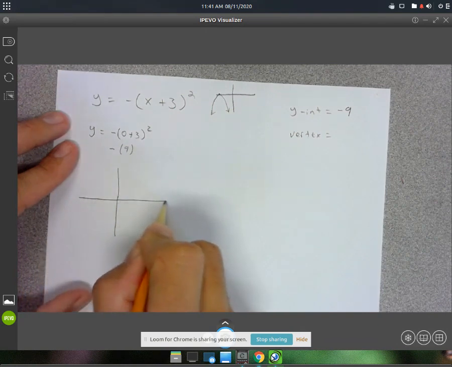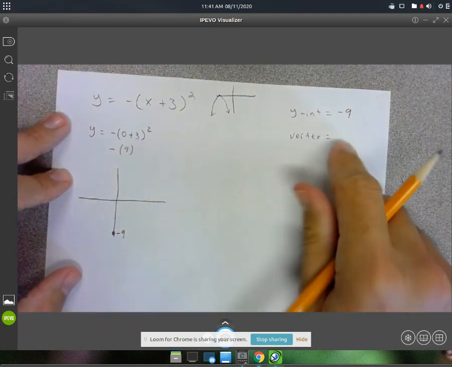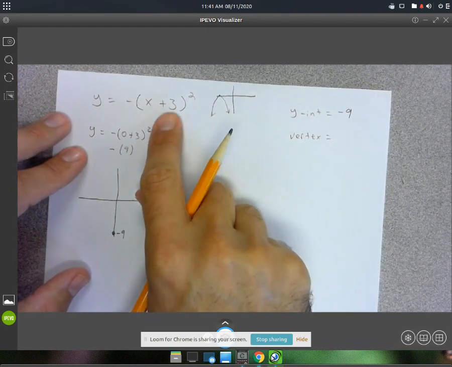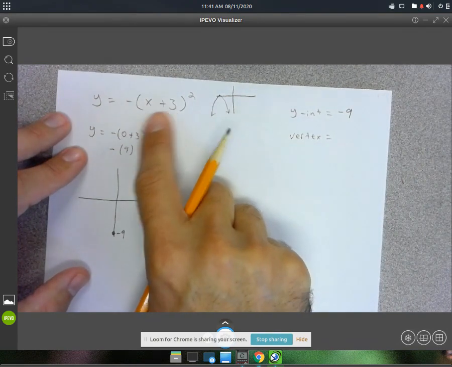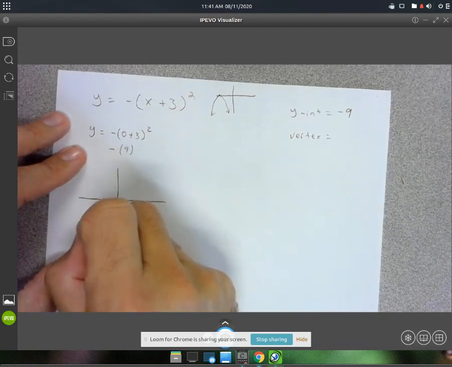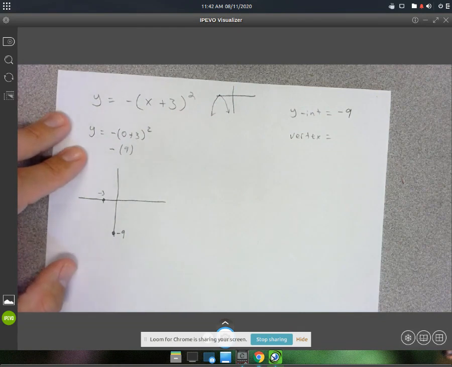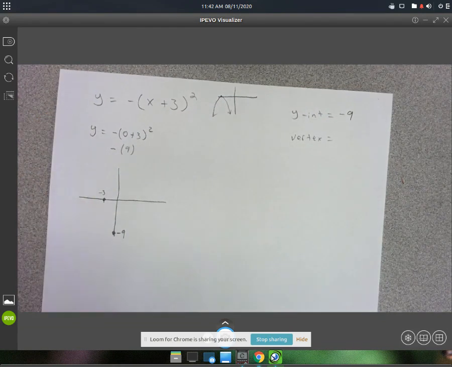We can actually go ahead and graph that. Negative 9 is going to be down here somewhere. We'll do that right there. Negative 9. The vertex, well, we know it's just been shifted 3 units to the left, so the vertex is going to be right there. So 3 to the left. That's our vertex. All right, we already know it's opening down. Let's see what else we have.